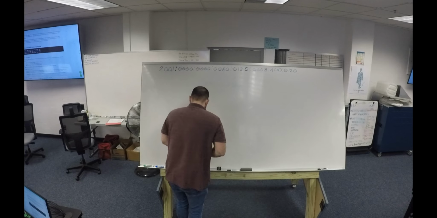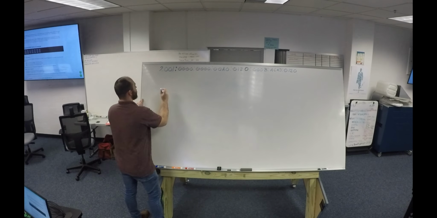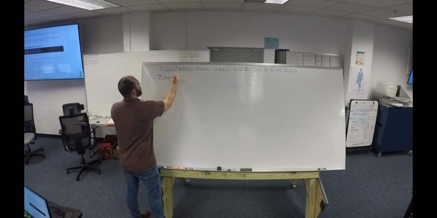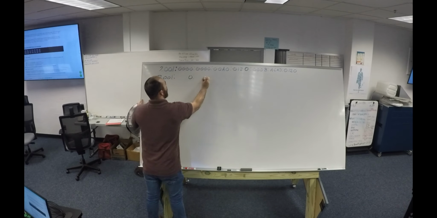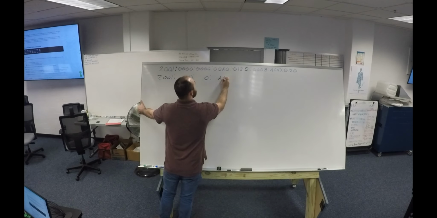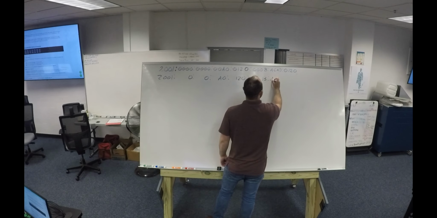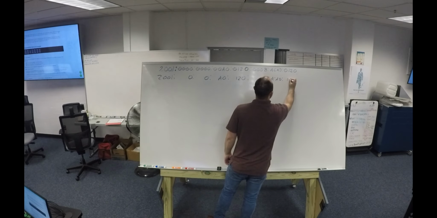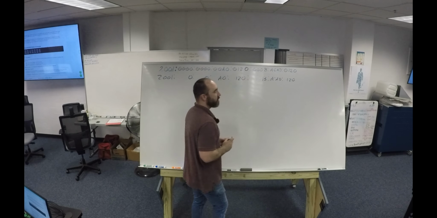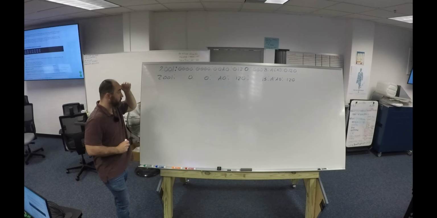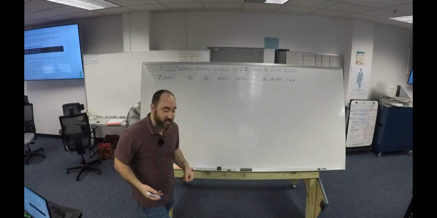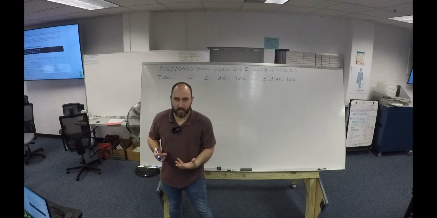Good? Okay. So that leaves us with 2001 colon 0 colon 0 colon A0 colon 120 colon B colon ACAD colon 120. Right? And we're humans. We want to be lazy, so this is going to be easier for us to type.